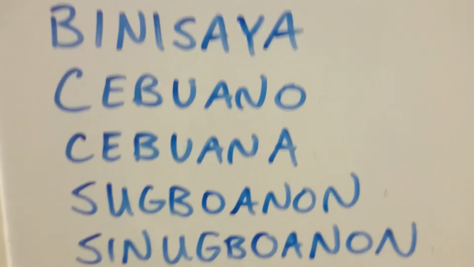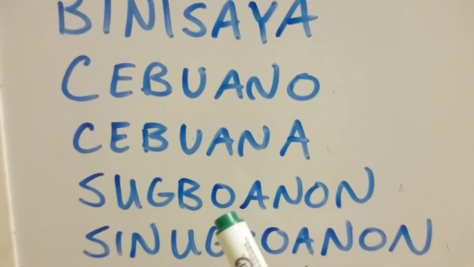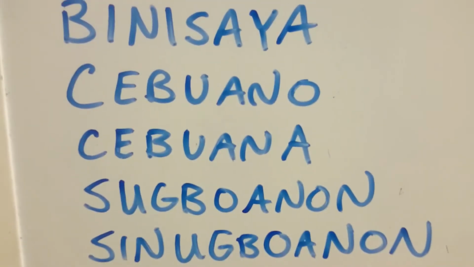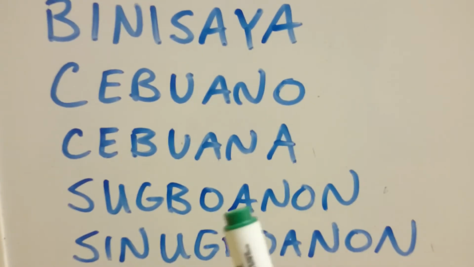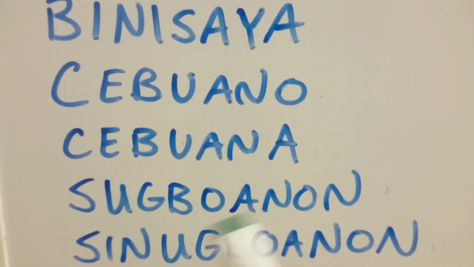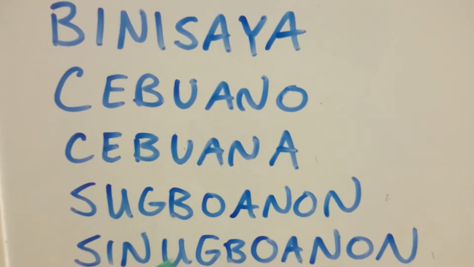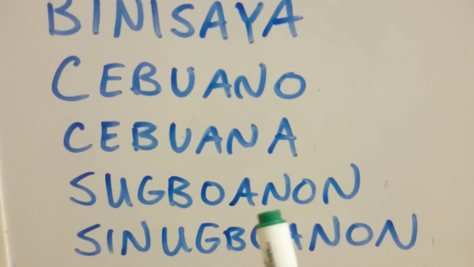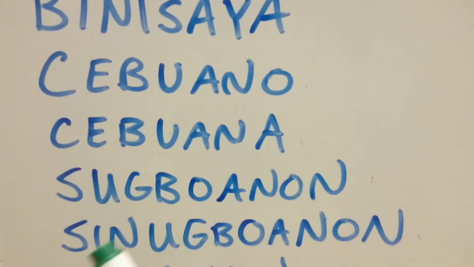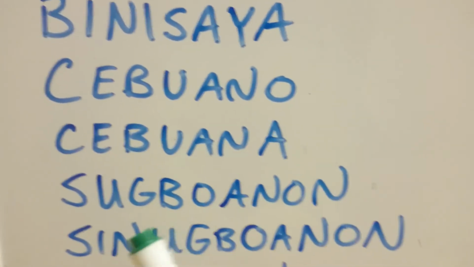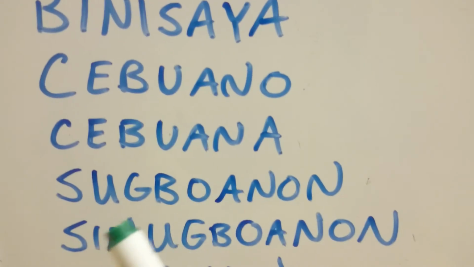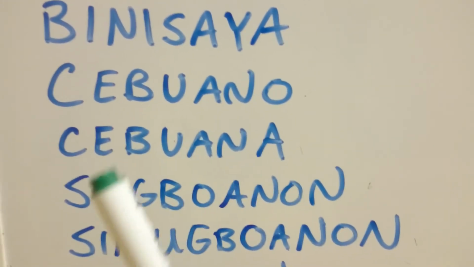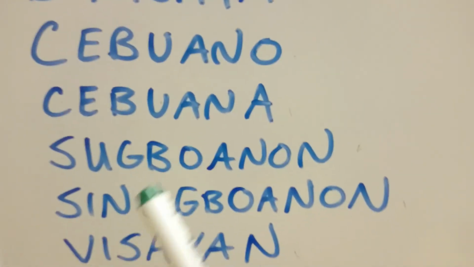Someone from Cebu. The next one is Sugbuanon, and Sugbuanon is the Cebuano word for Cebuano, someone from Cebu. So Sugbuanon has that ending anon, meaning coming from a place, or someone from a place, or a language. But in this case, we're talking about someone from Sugbu, and Sugbu is the Cebuano word for Cebu, the English word Cebu.